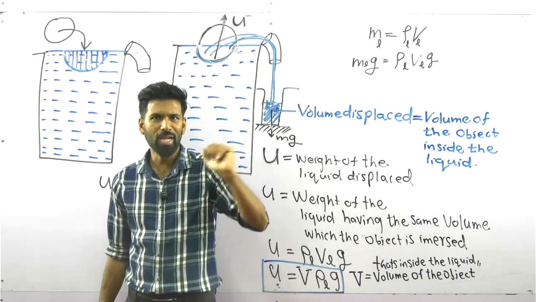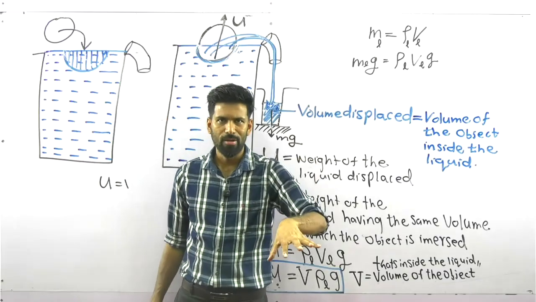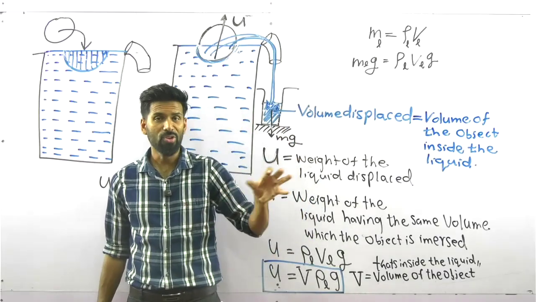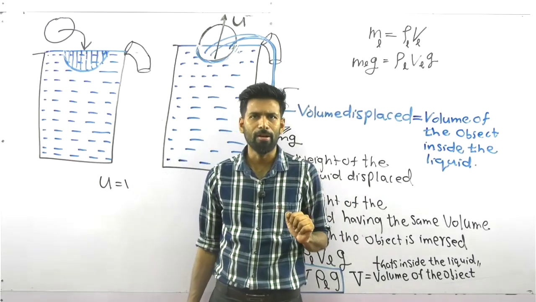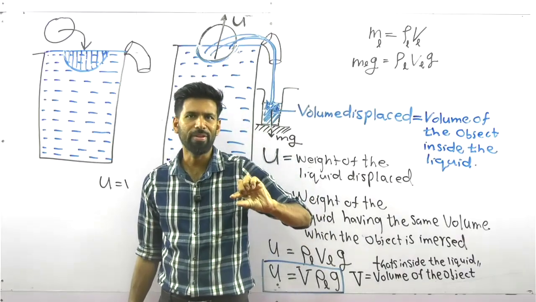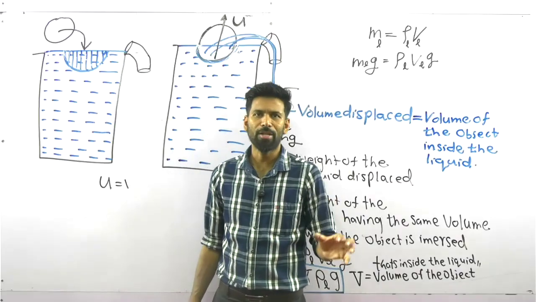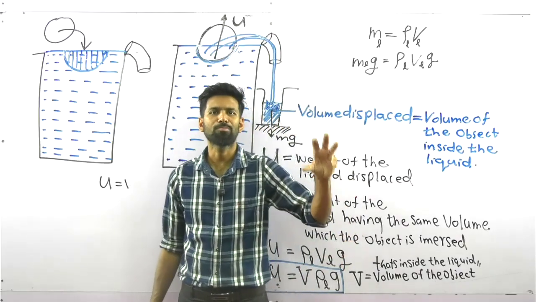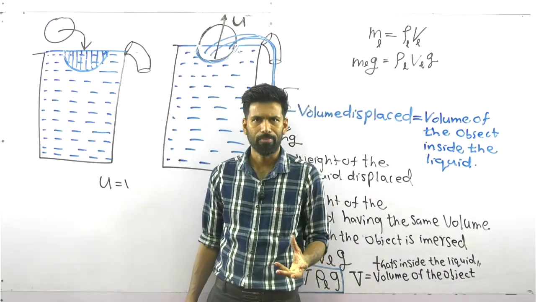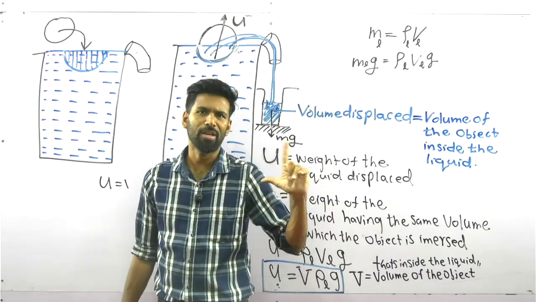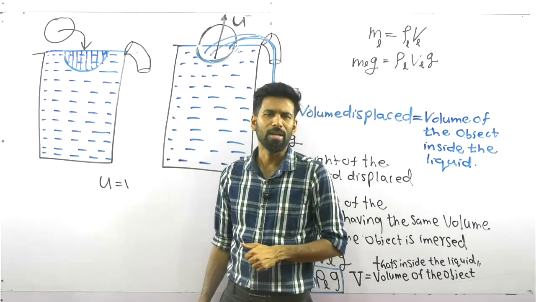Take a container fully filled with the liquid. Immerse the object in it. When you immerse the object in a fully filled liquid container, a certain amount of liquid will be displaced. Collect it and think of a method to write the weight of that displaced liquid. What is the volume of the displaced liquid? The volume of the displaced liquid is equal to the volume of the object that is inside the liquid.